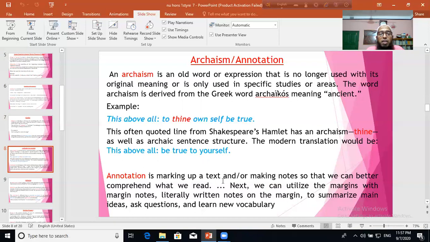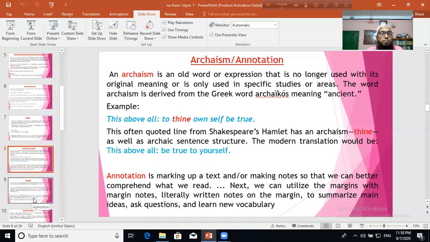So annotation is marking up a text and or making notes so that we can better comprehend, we can better understand what we read. So this is a work when reading. When we are reading, we do this work. Sometimes we highlight, sometimes we red mark some words or events or dates. Sometimes we write down in our notebook. So this is called annotation, and that helps us to understand the text. Next, we can utilize the margins with margin notes, literally written notes on the margin. I mean, beside the line, beside the page we write sometimes, that helps us to understand the story.